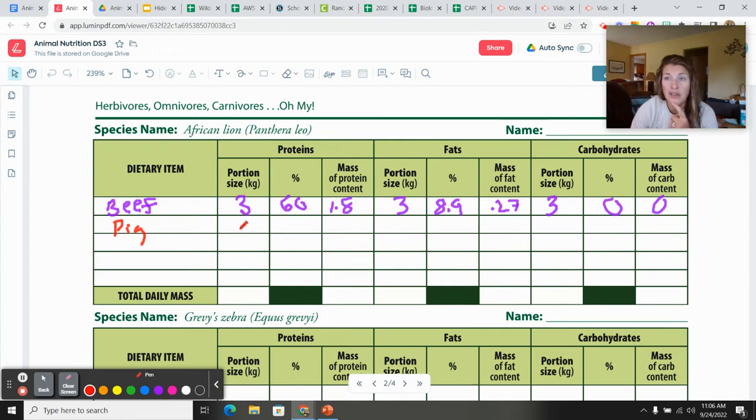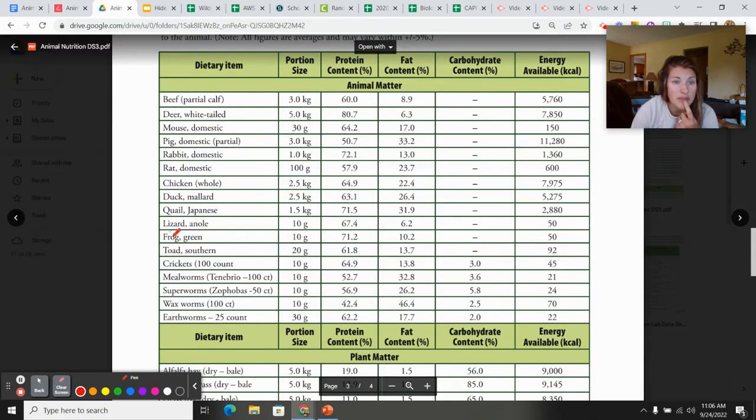But I'm not going to feed the whole 3 kilogram portion. I'm only going to feed 2.5 because maybe this is going to be a smaller lion. Because we have percentages, you can actually change these portion sizes to anything you want. That's going to be a key for this. Look back at my commissary list. Look at that pig. Where's my pig?